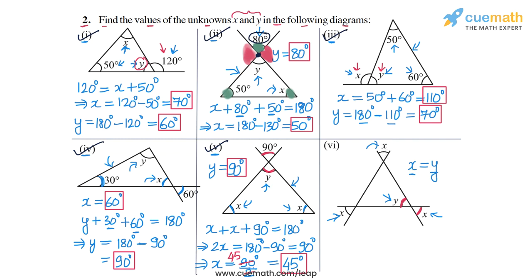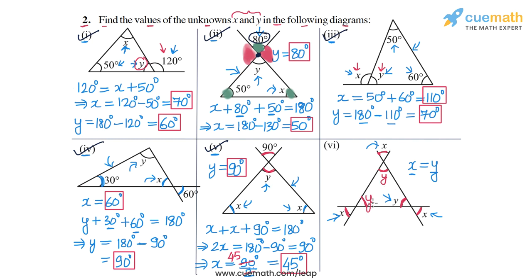Now if this angle is x, then this angle is also x, and we can write it as y also because x and y are equal. Similarly, if this angle is x, then this angle is also x because they are vertically opposite angles, and we can write this as y also because x and y are equal.